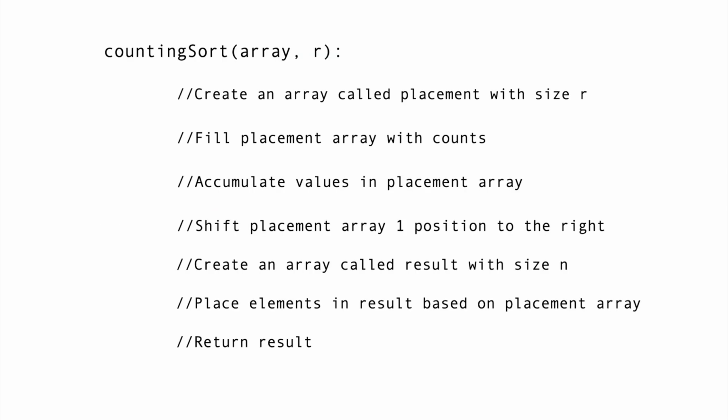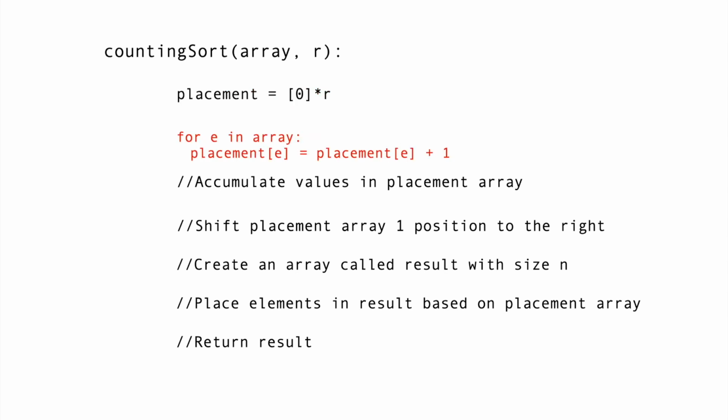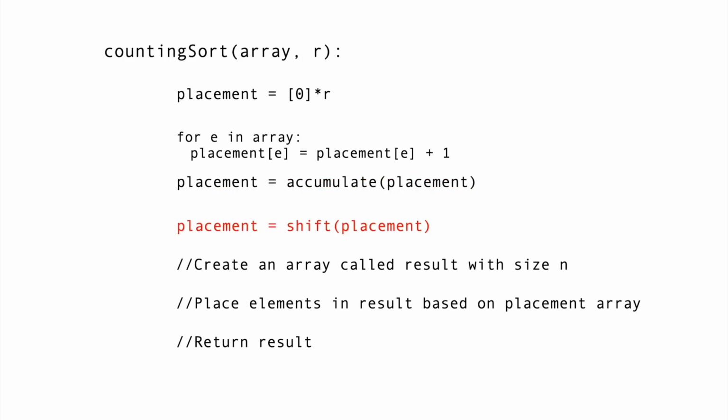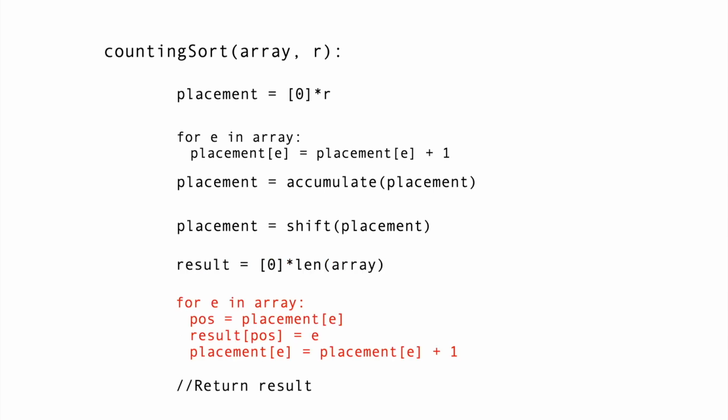We will write this algorithm in Python starting with some pseudocode. First, we create our placement array of size R. The placement array will be filled with the counts. The placement array will be accumulated and then shifted using functions we'll define at the end. The result array will be created. Elements will be put in the result array based on positions indicated in the placement array. Finally, the result array will be returned or outputted.